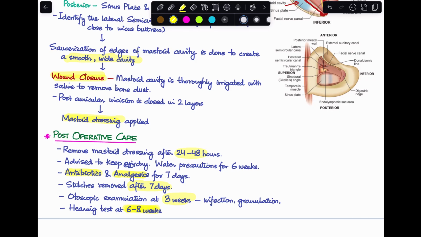The next part of this would be the complications of the surgery, which I will be discussing separately, where I'll make a topic on all the complications of mastoidectomy and we'll talk about it over there.